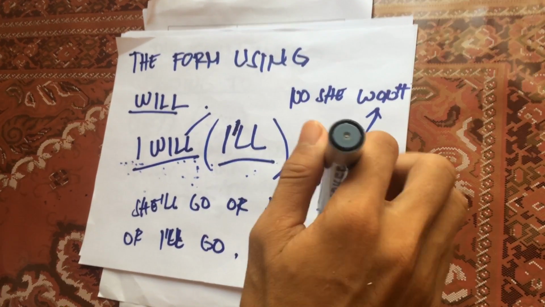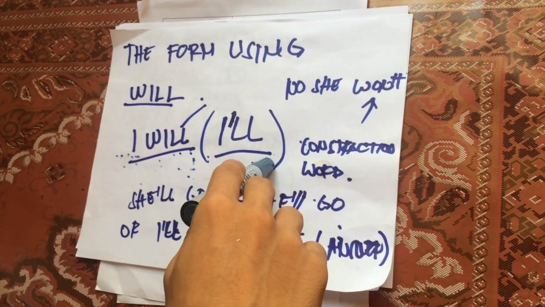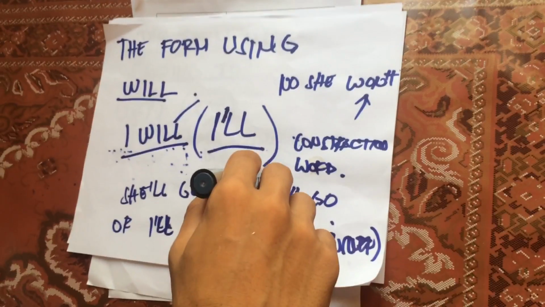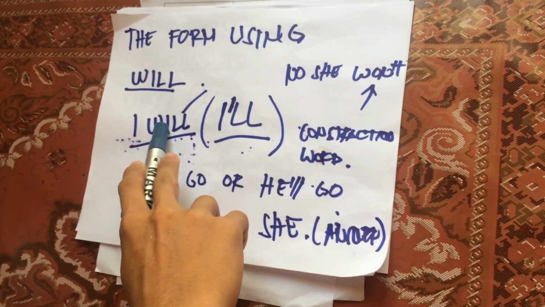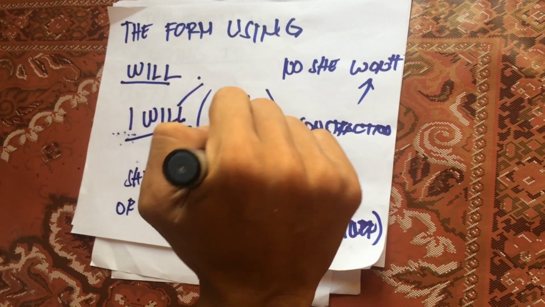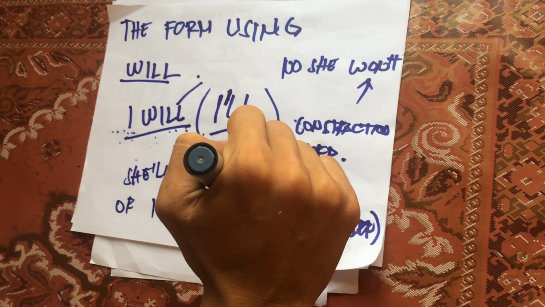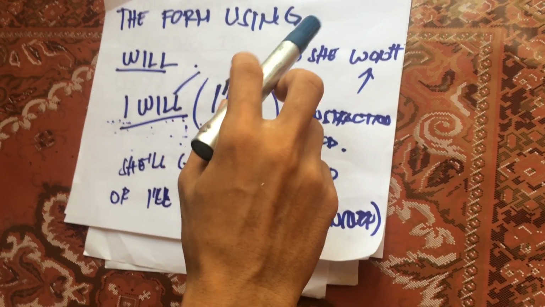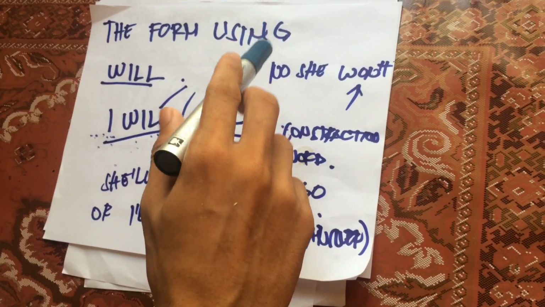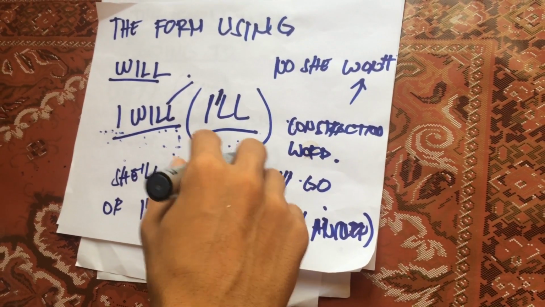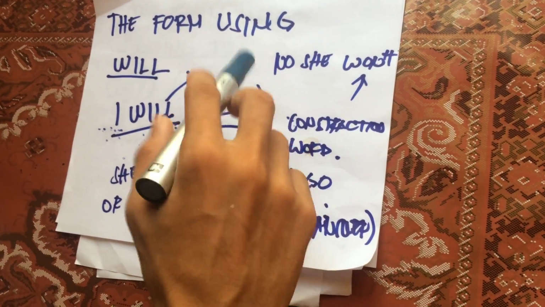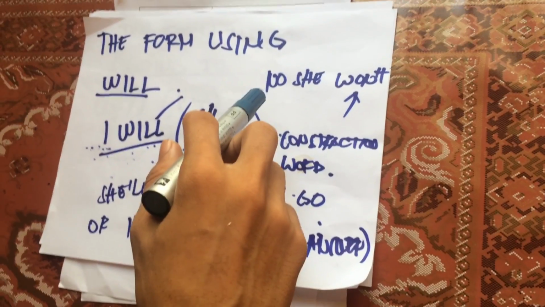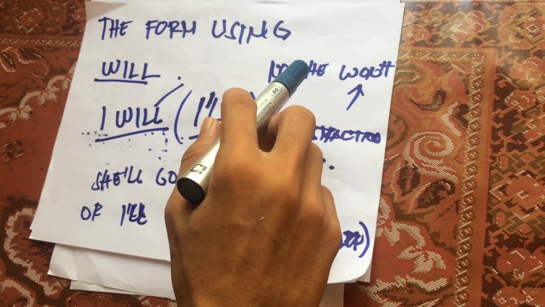The form using will. Now, let's take a look at the form of the future simple tense. We form the future simple tense in two different ways: one with will and another with going to. So first, let's talk about will. Will is the easiest form to use. Subject plus will plus the main verb. That's it. You don't need anything more. You just need the subject, will, and the verb.